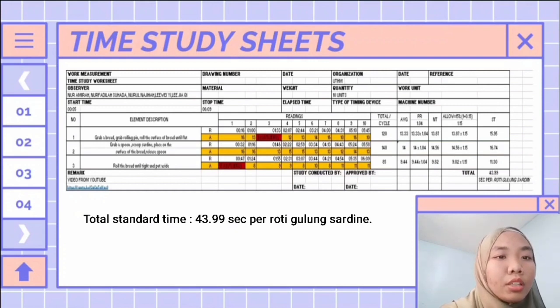After we observe from the video already uploaded in YouTube, we get the data. The total time is 43.99 seconds per roti gulung sardin. And we get outliers also in this study, where there are some data that are abnormally spaced from other values in a random sample of the population.